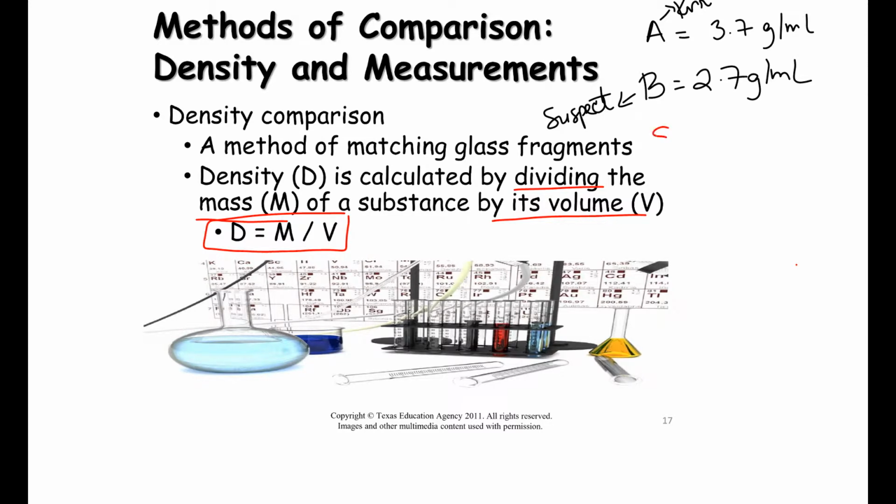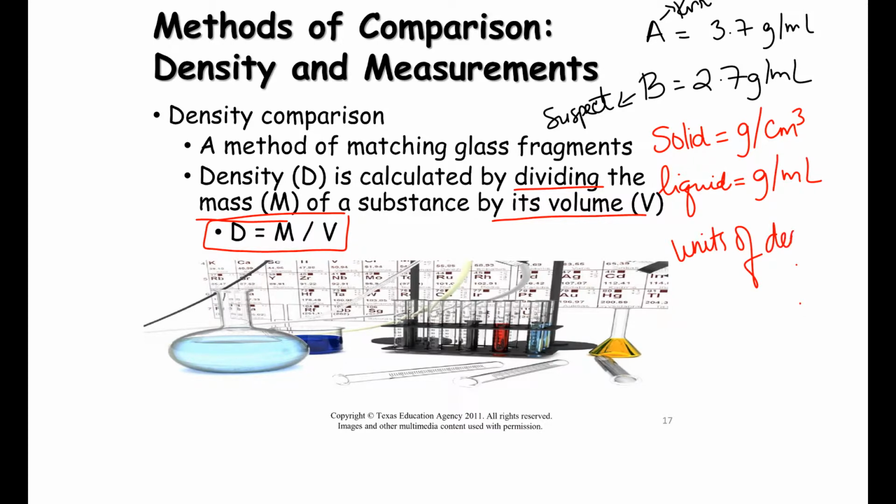So if the object is solid, then the density can be in grams per centimeter cubed. But if the object is liquid, or we used a liquid to find the volume, then it'll be in grams per milliliter. Okay, so those are your two units for density. All right, so go ahead and make sure that you've added that to your notes.